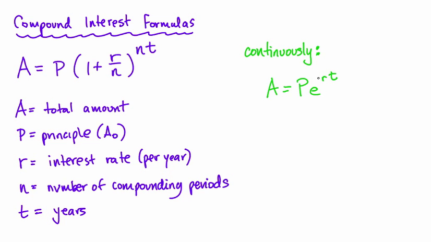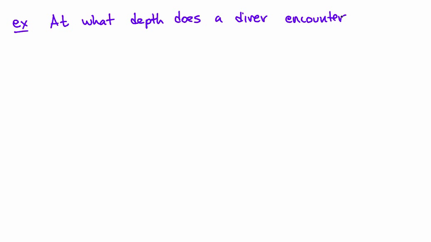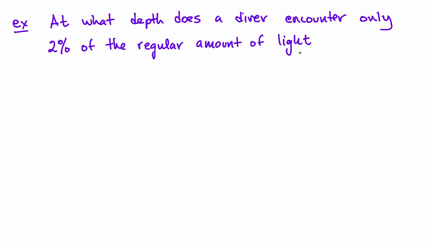So let's take a look at a few examples using these, and it should make a little more sense for you. So let's do a non-finance one first. At what depth does a diver encounter only 2% of the normal amount of light if they lose 10% of the total light each meter they go below the surface?